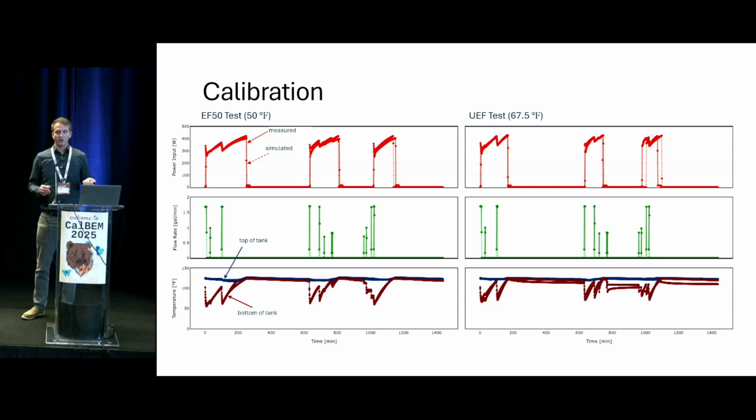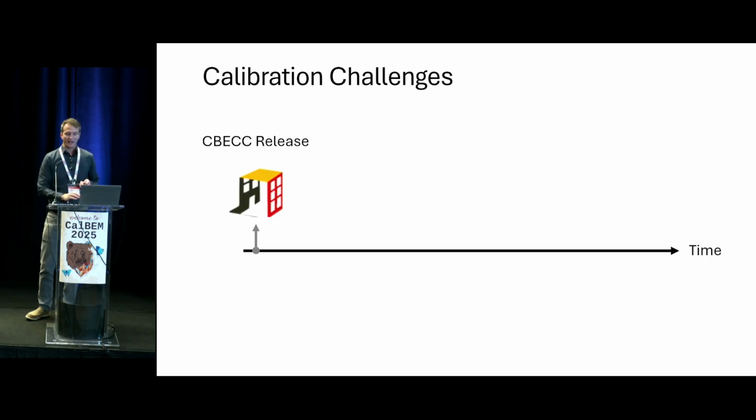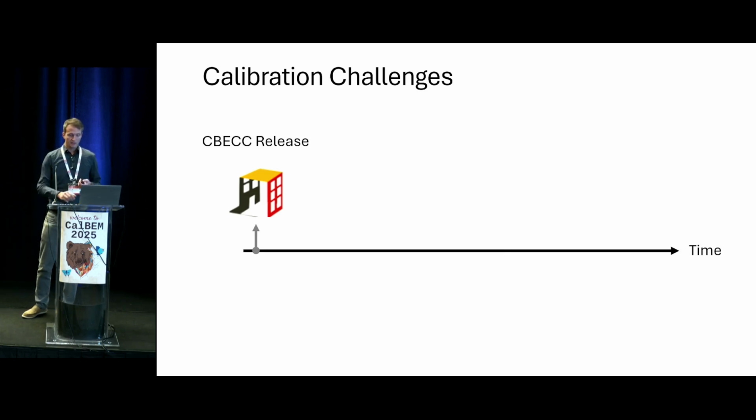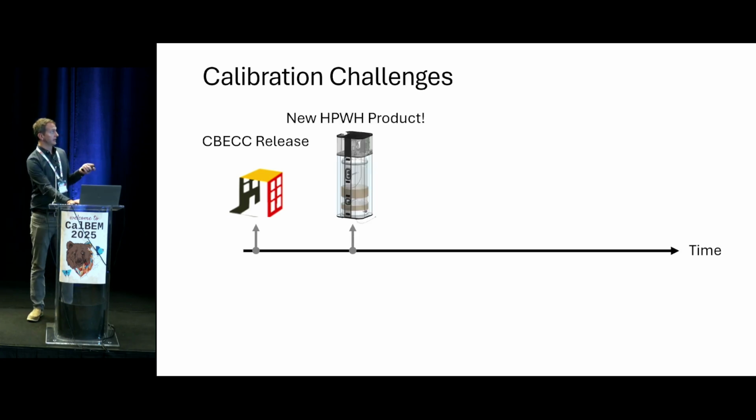And so there's been a lot of fudge factors that have been added to this historically, and eventually you get to a point where the results actually look pretty good, and we're confident that this actually represents the exact piece of equipment that's being modeled. But as I said, this is a very manual process, and it takes time, and so there are a lot of challenges associated with this. And as a result, you might have a CBEC release, and then the manufacturer will release a new product after that CBEC release.